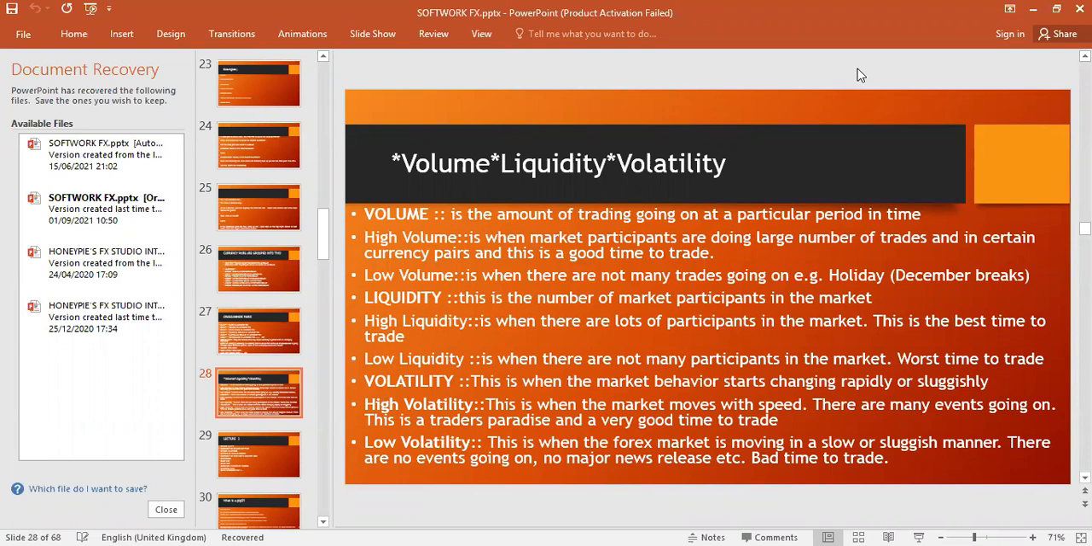Amount of trading going on. So when we say we have high volume in the market, that is when the market participants are doing a large number of trades in certain currency pairs or certain assets. That's when we have high volume. And these are the times it is advisable we trade, because when there is high volume and a high number of participants, the market tends to move very fast. And that is when the market is moving is when we tend to make our money.